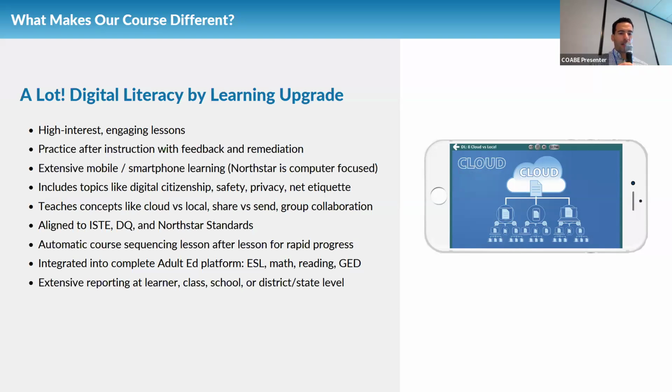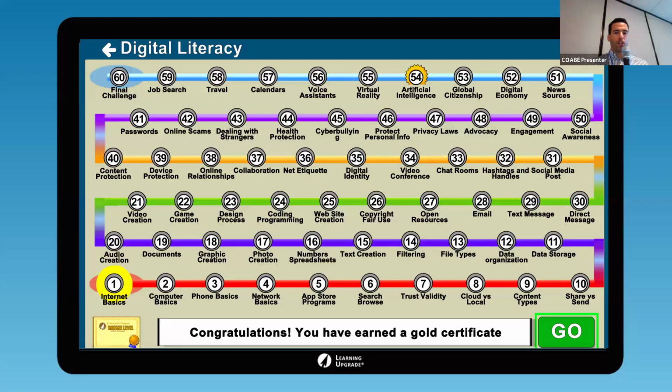As I mentioned, it's aligned to ISTE, the DQ standards, and North Star. Same automatic sequencing, so students get progressed through self-paced. And then it's integrated into our complete adult ed system, so students can get fully up to speed in all of our courses, and you can track and monitor their progress. So as you can see, this is a much bigger course than our work-life skills. There's just a lot more content to cover.